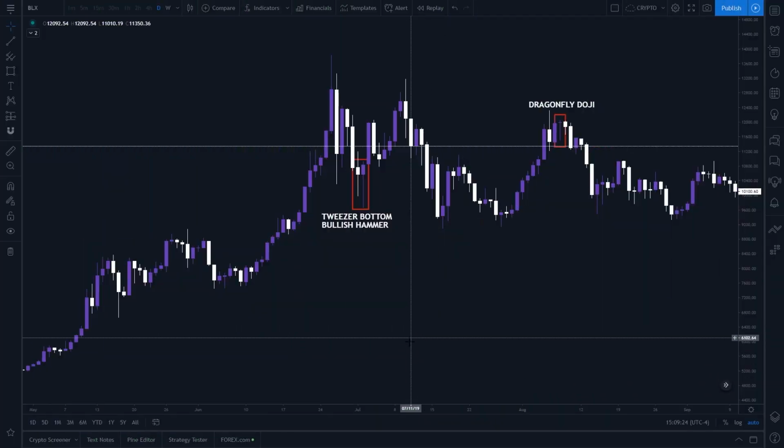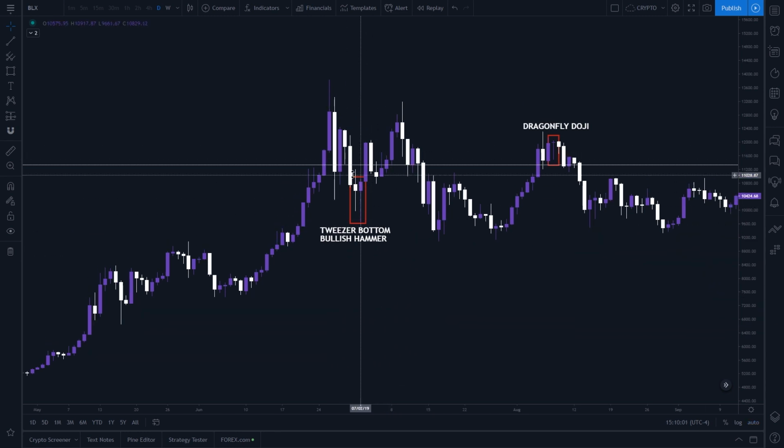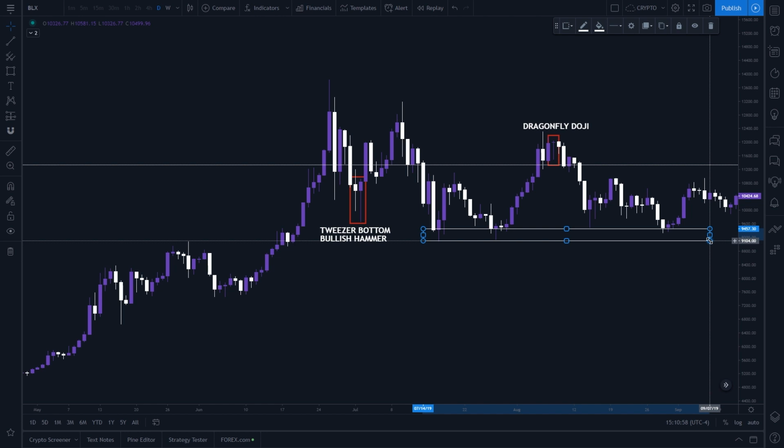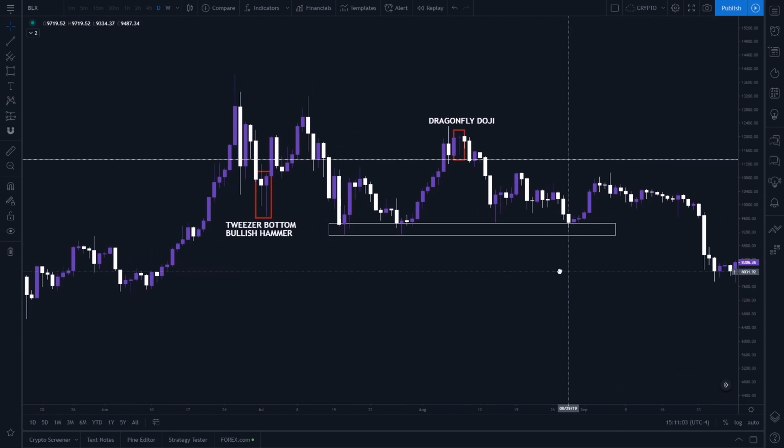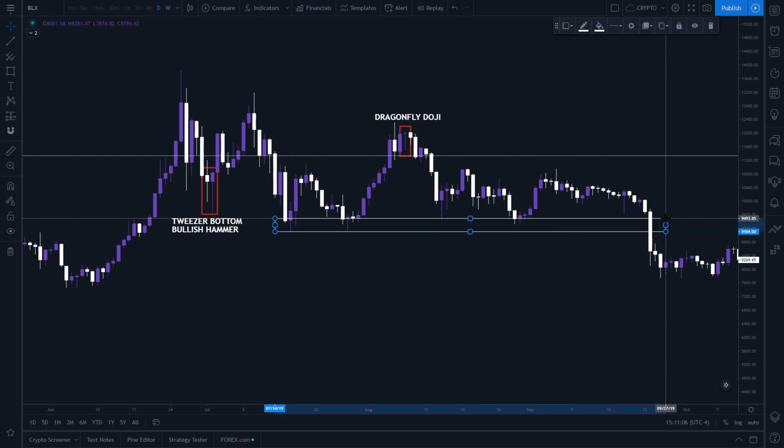Let's see, back in 2019, right? This is a tweezer bottom, and we got those 2 strong rejections from the bottom twice in a row. Boom, and we shot up. We got a bearish engulfing candle here, and then the price came back down further from where that support was. So the support broke. We made a new level of support here, right? See where all of these wicks are coming down? So if you draw a box here, you can see all of these wicks that are either coming into or bouncing off the top of this box, right? This is a new level of support that's been identified.